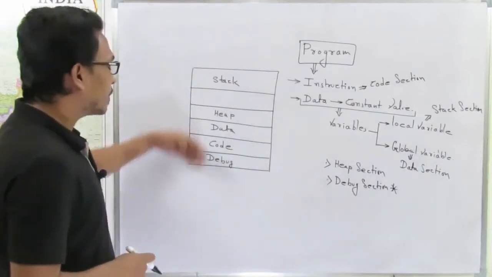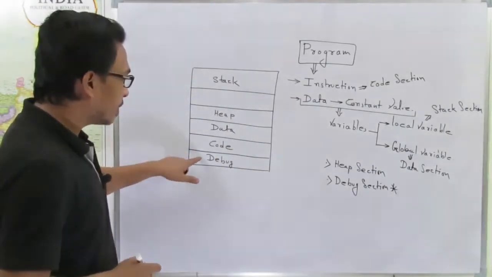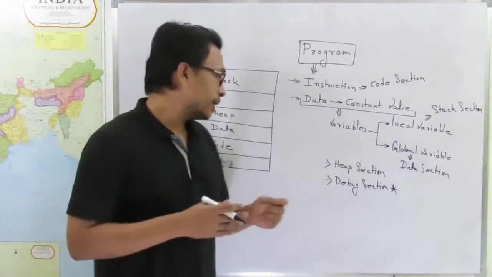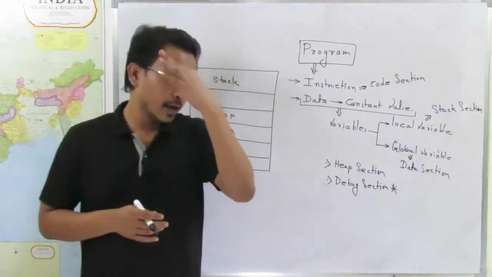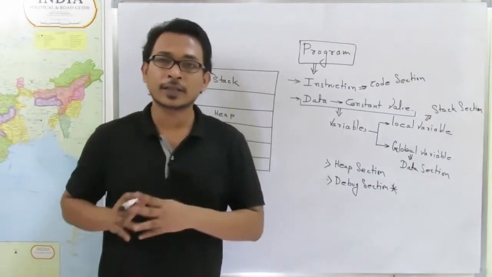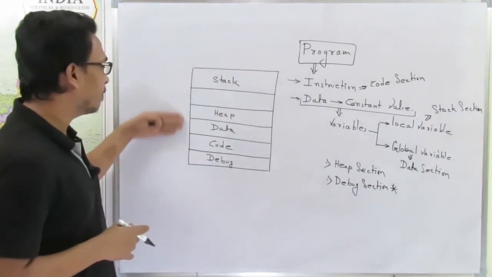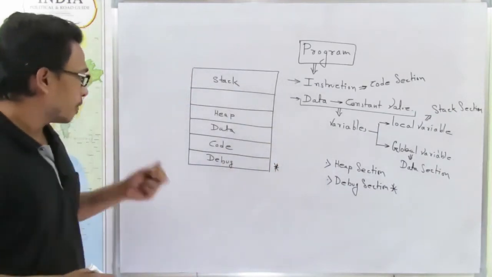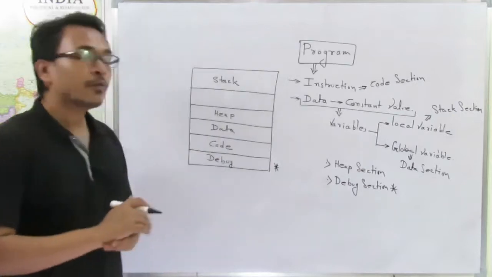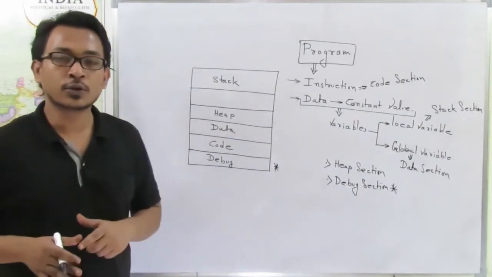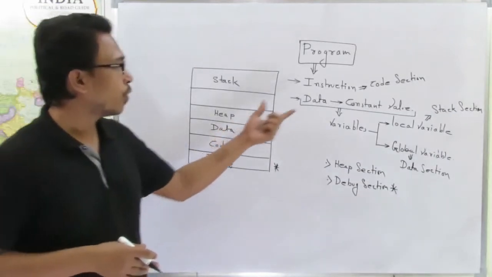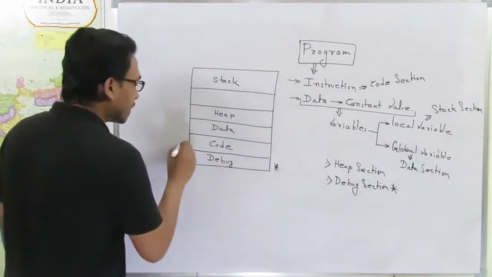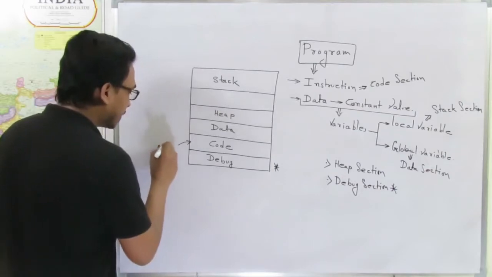Now, the purpose of each section. Look, this debug section is used for debugging purposes, clear, and that debug section is not in our GATE syllabus, so we ignore this part and we will work with the remaining 4 parts. So we will not work with the debug section. Now, the purpose of code section. Why is this code section used? This code section is used to hold the instructions of the program. So this code section contains all instructions.